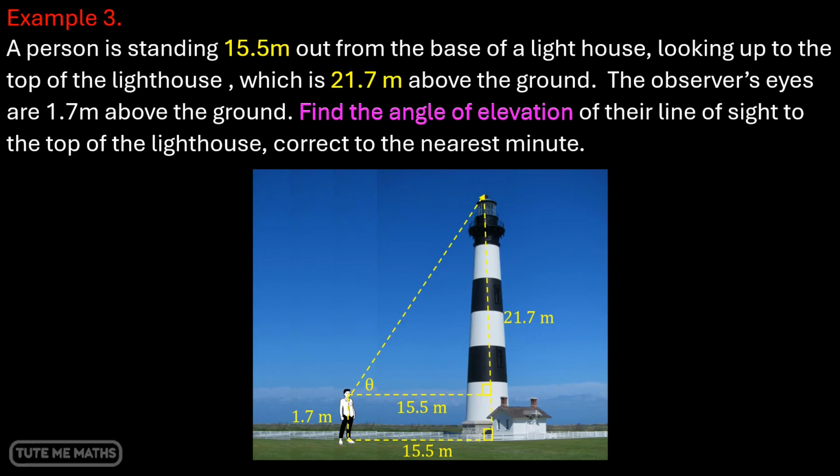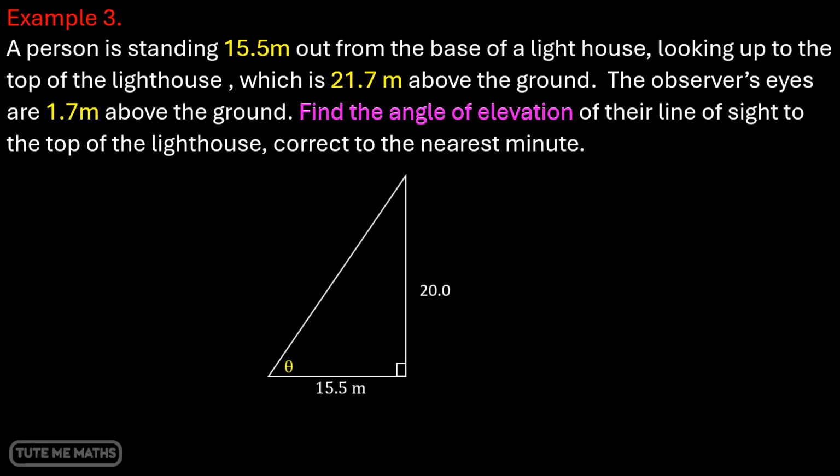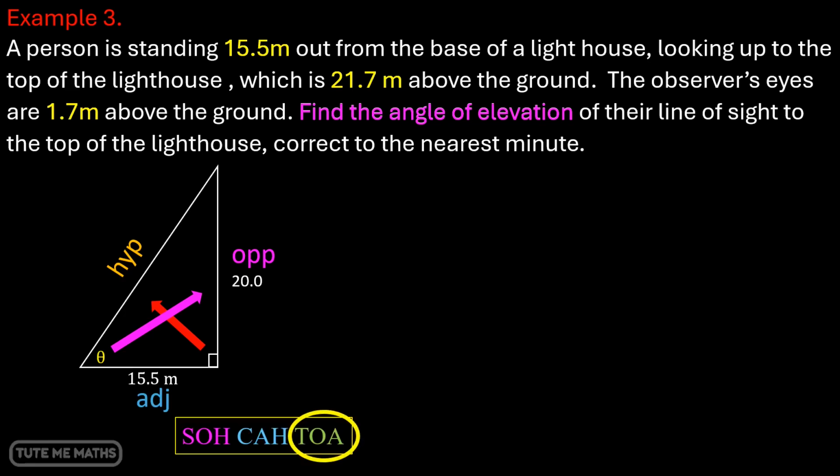Now we can see the right-angled triangle that we can use, but the height of the lighthouse is not the height of the triangle. We need to subtract the height of the observer's eyes, giving us 20.0 for this side of our triangle. Now we are ready to solve the problem. Labelling the sides with respect to the angle theta, we see that the tan ratio is required. Transcribing our information, we see that the opposite side is 20.0 and the adjacent is 15.5.